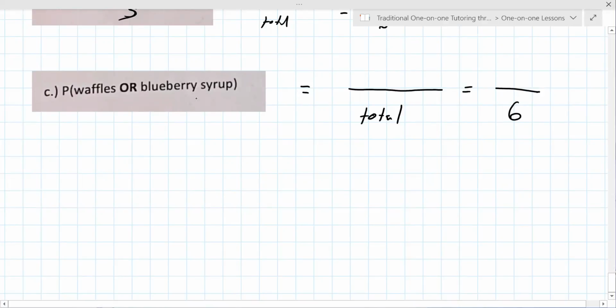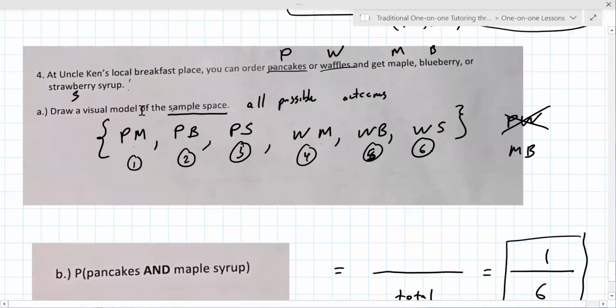Now we go find the ones we want. The ones we want have to either have a W in it or a B in it. So let's go back and look, and we're just counting. Does this first one have a W or a B in it?